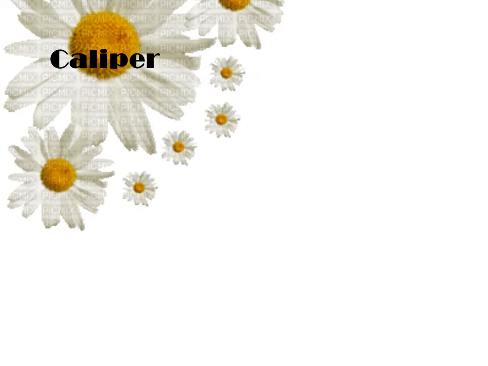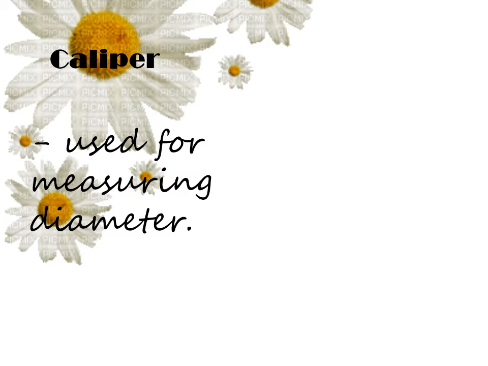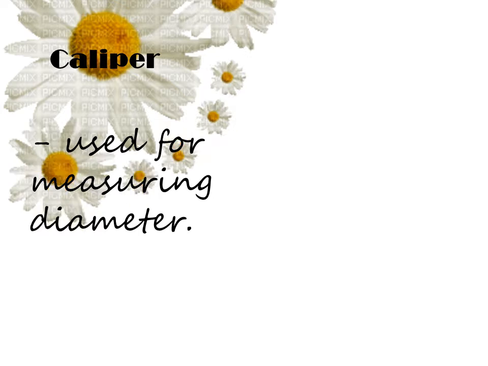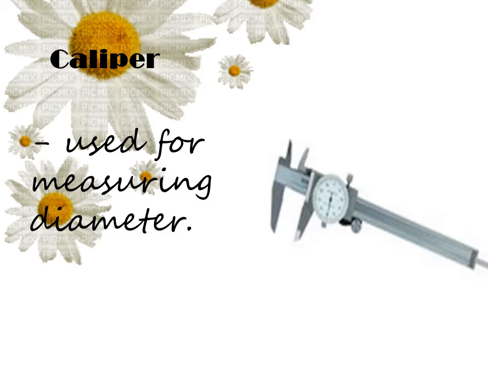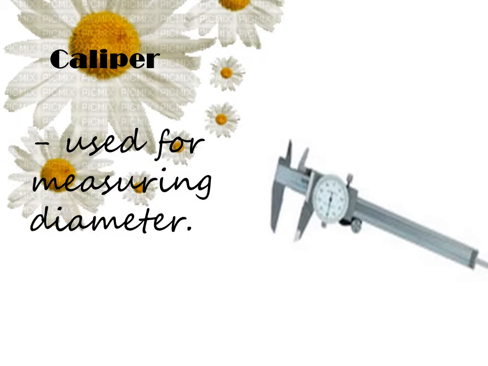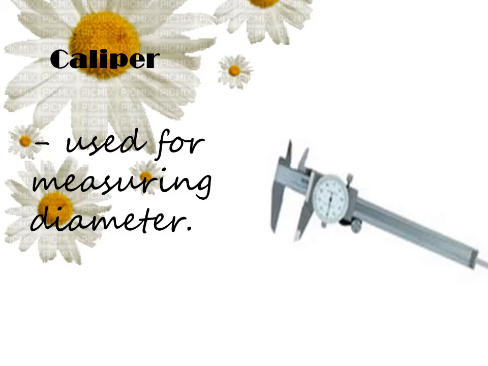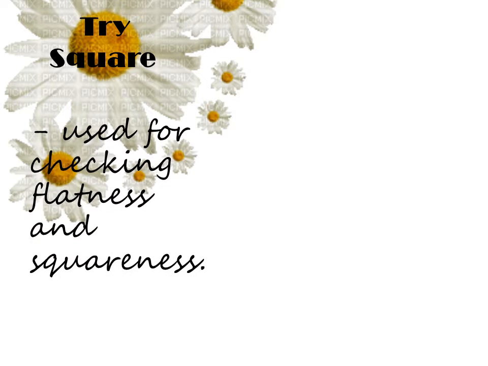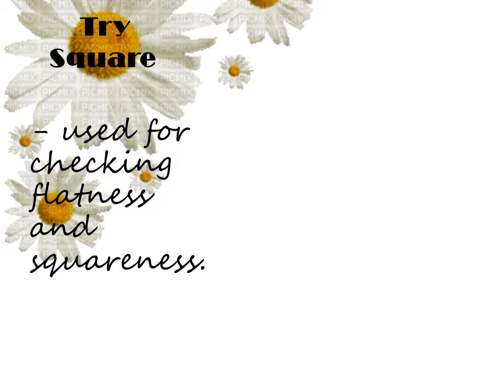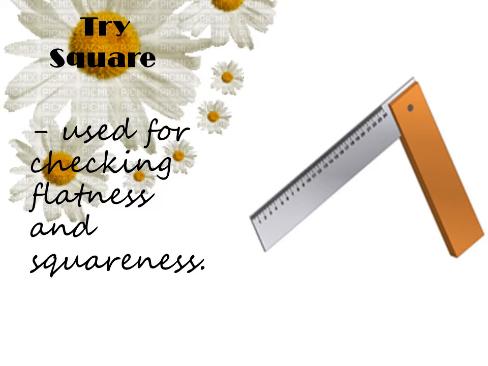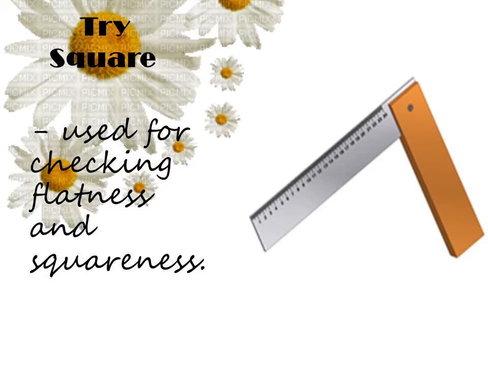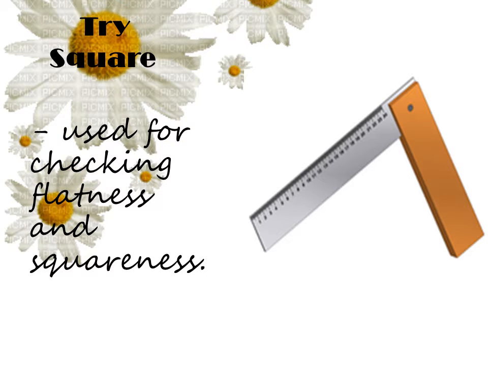Next, we have the caliper. It is used for measuring diameter. For diameter, this is what we are going to use, the caliper. Next, we also have the tri-square. The tri-square is used for checking flatness and squareness. This is the tri-square.